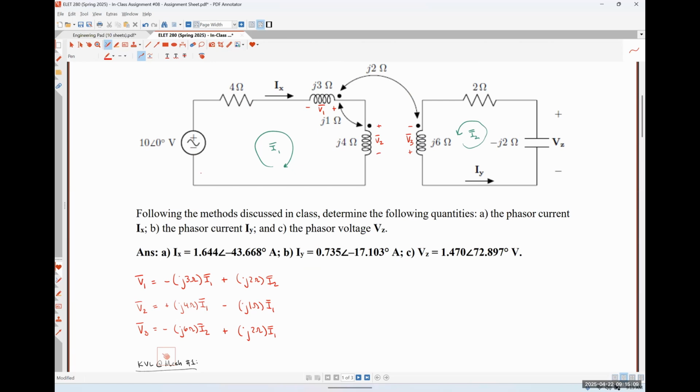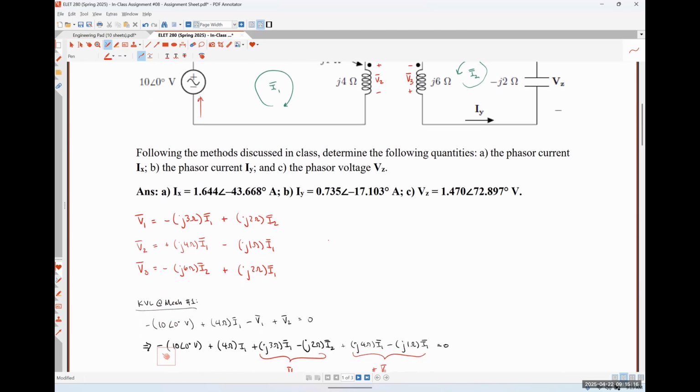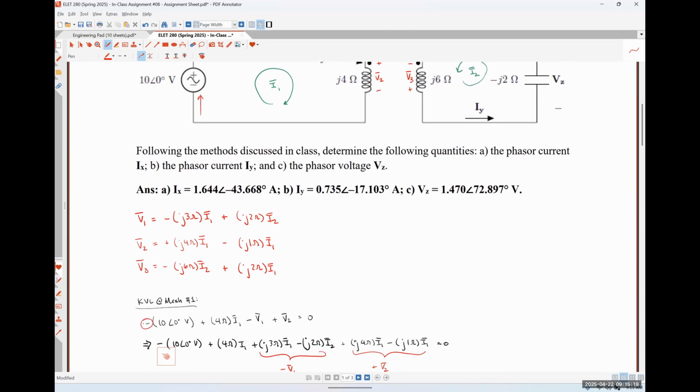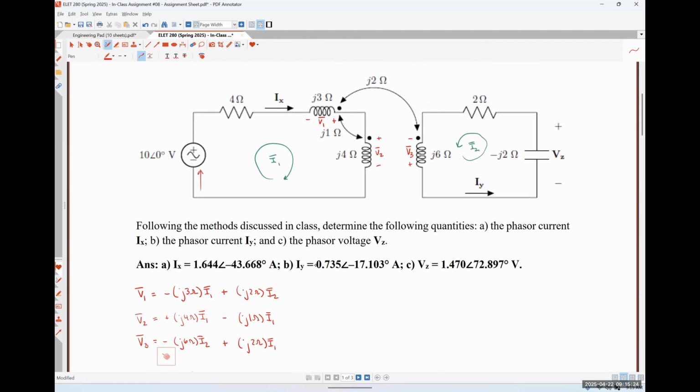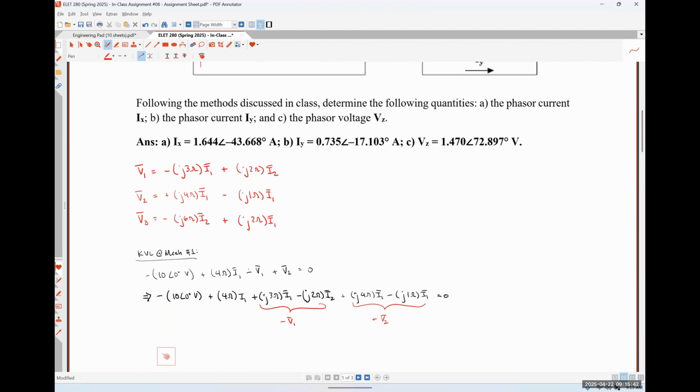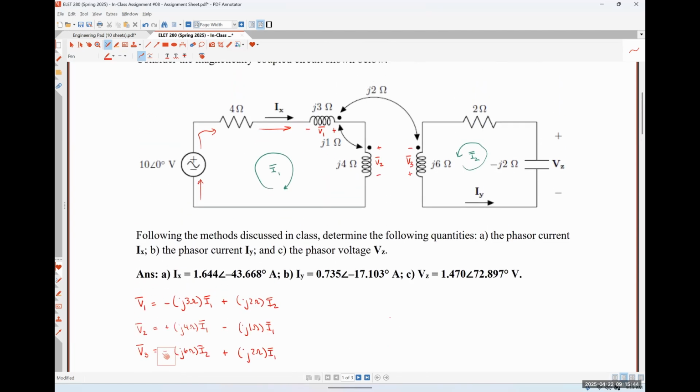So as I follow this guy around its clockwise path, the first thing I hit was the negative polarity terminal of the 10-volt source, which is where that negative sign comes from, okay? Then I hit my 4 ohm resistor. Since we didn't define a voltage, I'm just going to assume that it's flowing into the positive polarity terminal, okay? Then we hit the negative polarity terminal of the j3 ohm impedance, which is why I have minus V1.